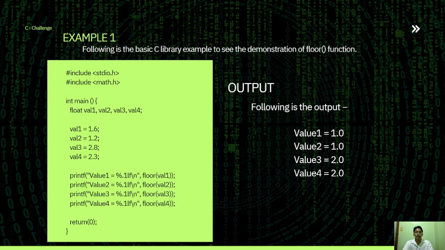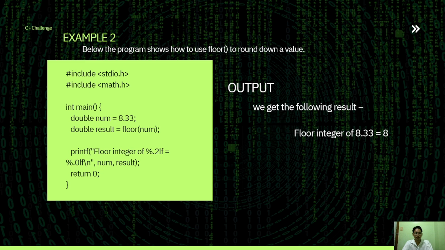Following is the basic C library example to see the demonstration of the floor function. The value of 1 is 1.6, value of 2 is 1.2, value of 3 is 2.8, and value of 4 is 2.3. The output is: value 1 becomes 1.0, value 2 becomes 1.0, because 1.2 is still at 1, value 3 is 2.0 and value 4 is 2.0.